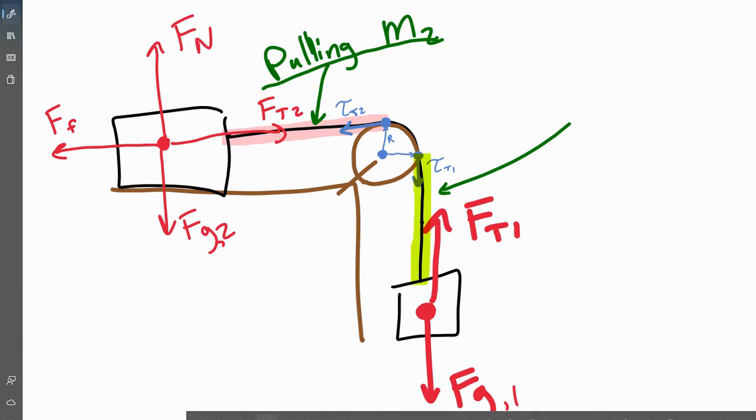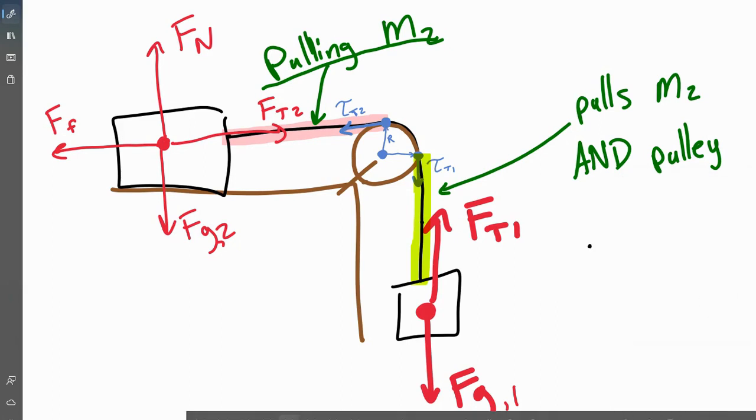It's not just pulling mass 2, it's also pulling the wheel. So this rope pulls mass 2 and the pulley. Okay. What does that mean? Well, since this rope is only pulling the mass, but this rope is pulling the mass and the pulley, that tension 1 is not equal to tension 2, so FT1 not equal to FT2.